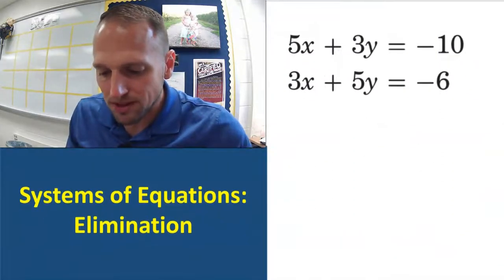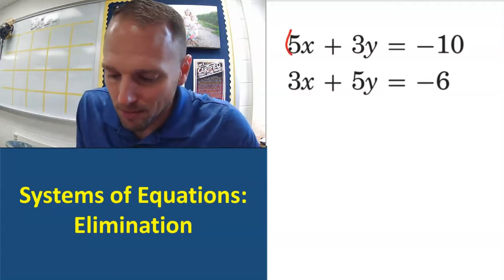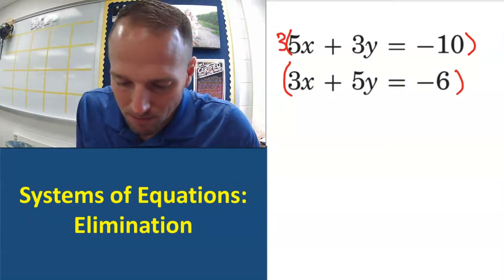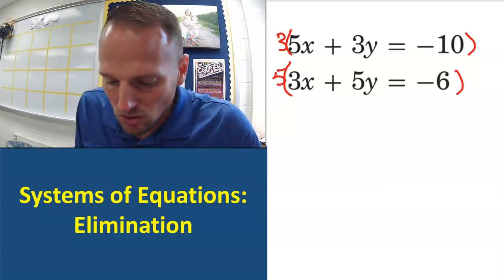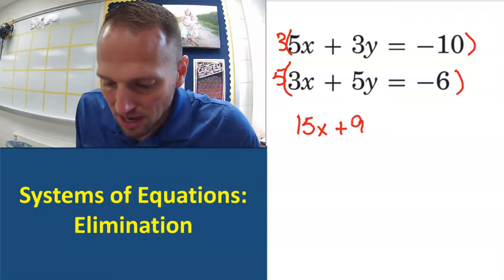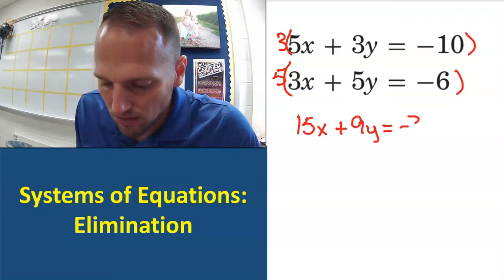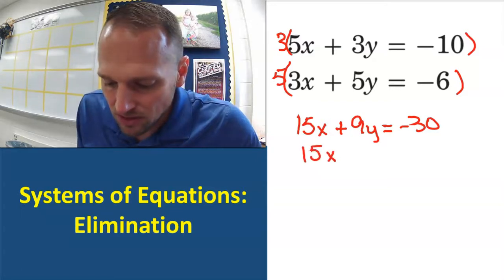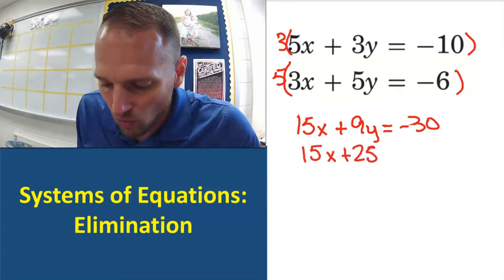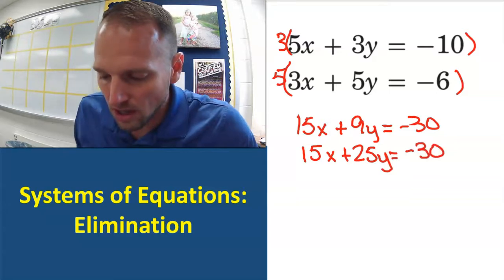Again, we're going to multiply the top by the bottom and the bottom by the top, because we have to eliminate one of those variables. So if I multiply the top by 3 and the bottom by 5, distributing that, the top is going to be 15x plus 9y equals negative 30. And on the bottom, 15x plus 25y equals negative 30 again.